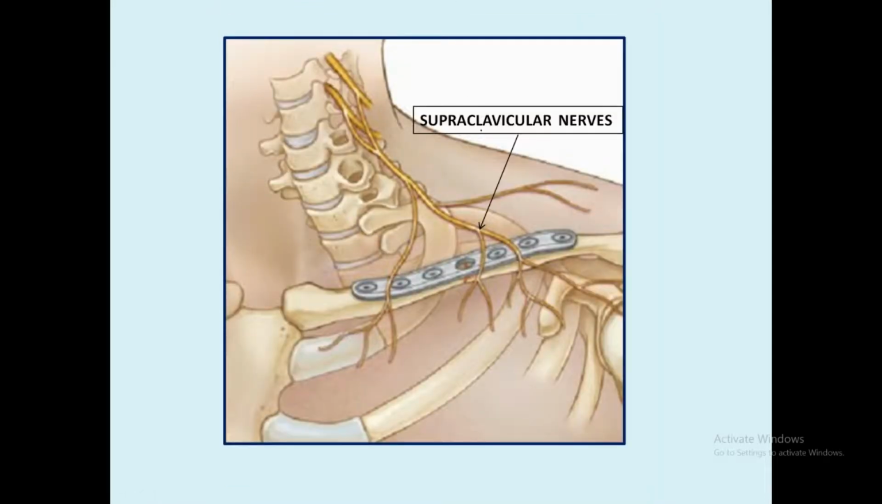Okay. So the next important one is the supraclavicular nerves. The supraclavicular nerves lie in close proximity to the clavicle bone and are occasionally sacrificed. This is the supraclavicular nerve. It is occasionally sacrificed during a surgical repair that results in a numb patch over the upper chest and shoulder.